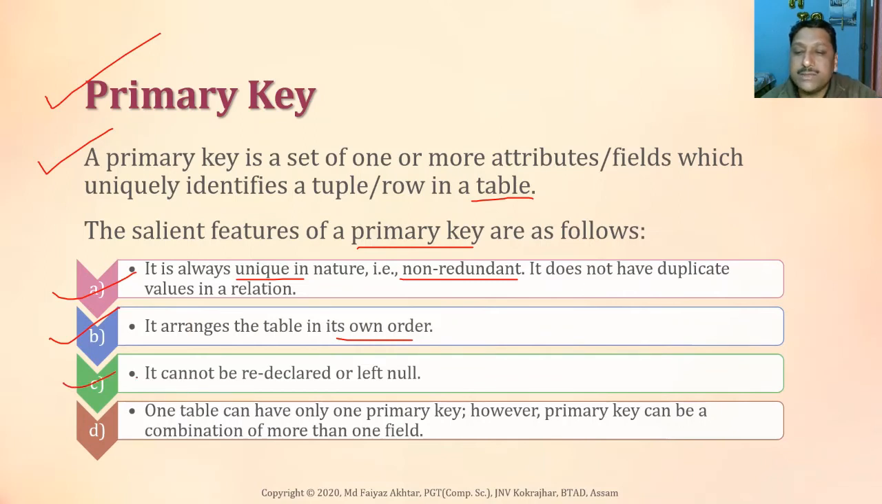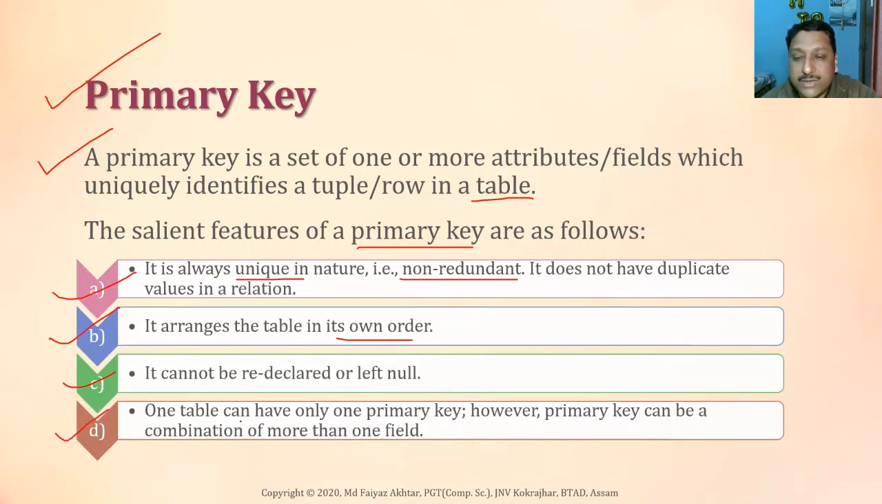It cannot be redeclared or left null. Null means blank. Blank cannot be left in a particular row. Each and every row must be given a particular number, a particular code to uniquely identify that particular row. We cannot leave it blank.